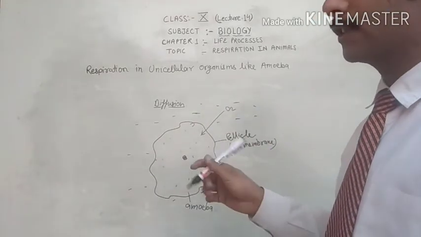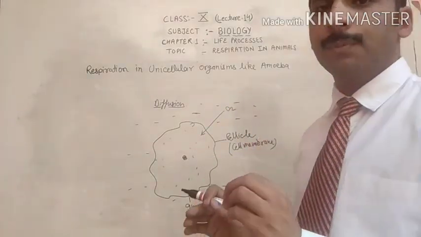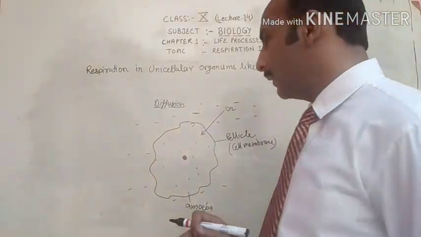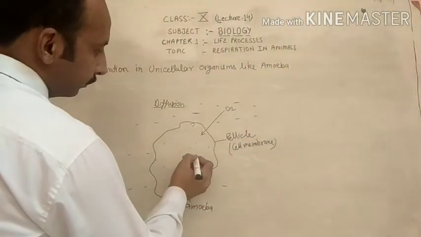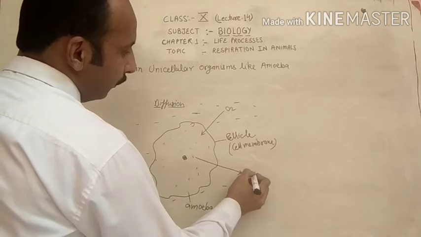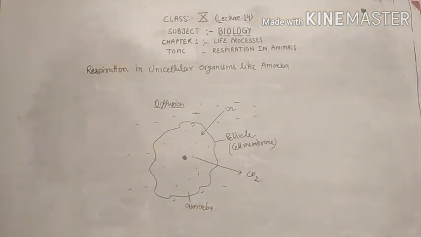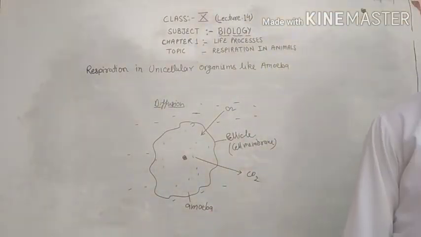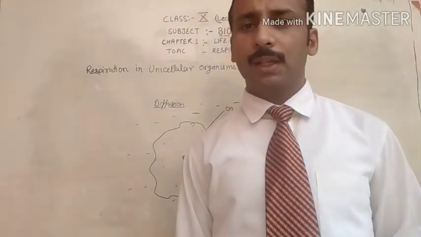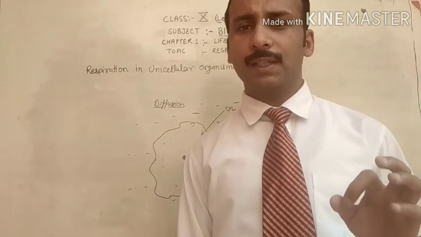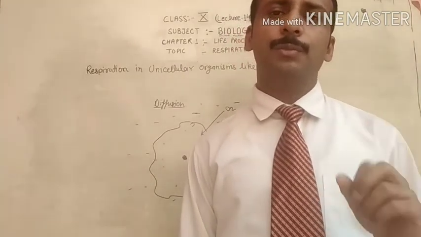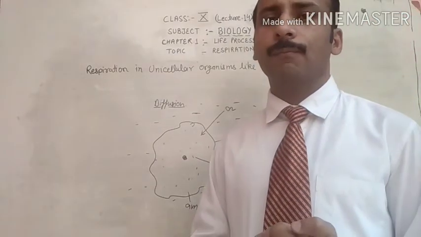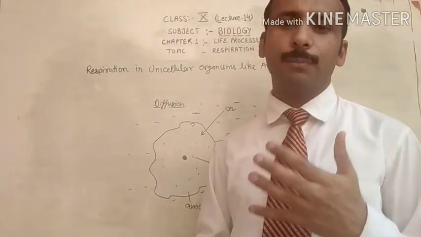So by the simple process of diffusion, oxygen gas will get inside, and by diffusion, CO2 gas will come out. So simple unicellular organisms which live in water, like amoeba, paramecium, euglena, etc., respire through their skin with the help of the diffusion process.